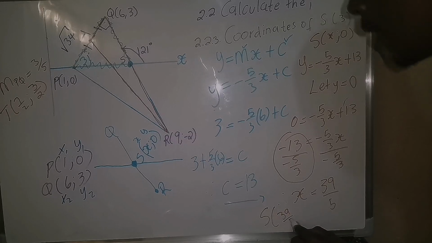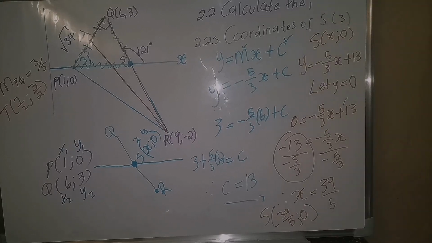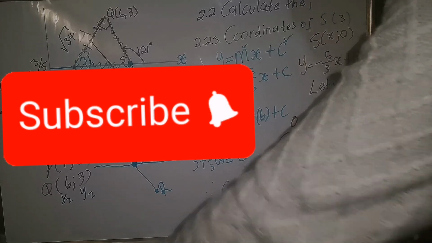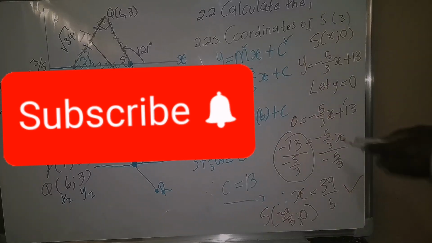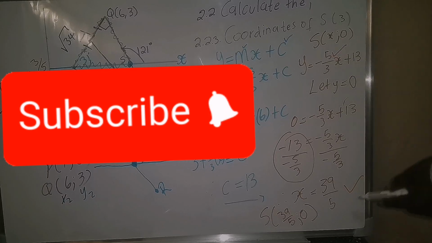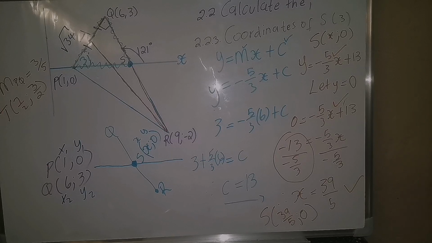Therefore, the coordinates of S are (39/5, 0). This is our final answer. For 3 marks, you're going to mark the final answer, you're going to mark that you found the gradient, and you're going to mark that you found the x coordinate. That's how you find the answer. Thank you very much, guys.